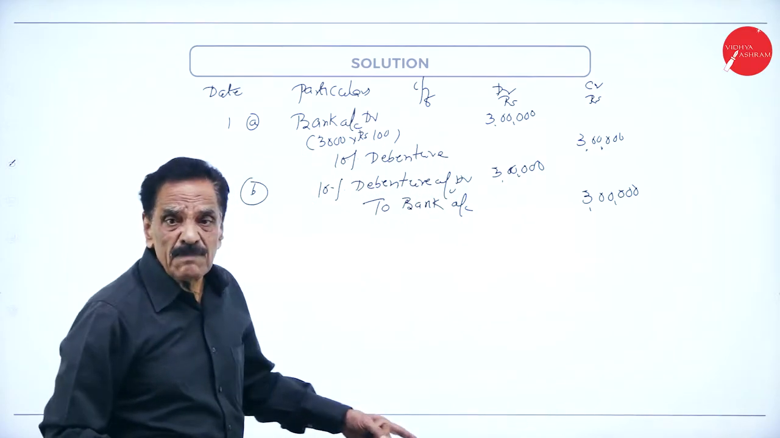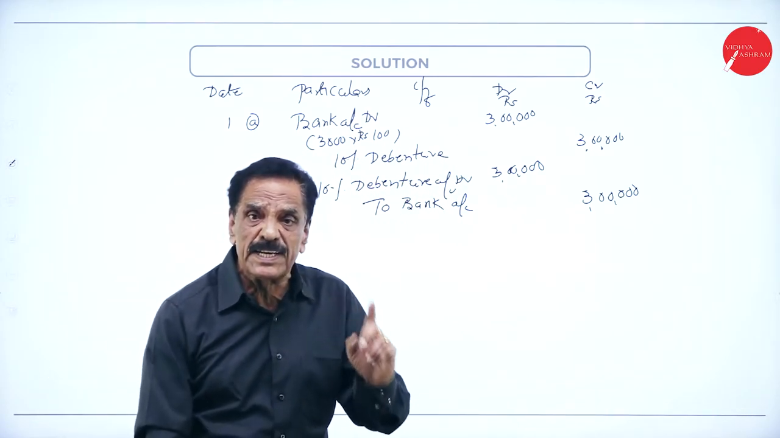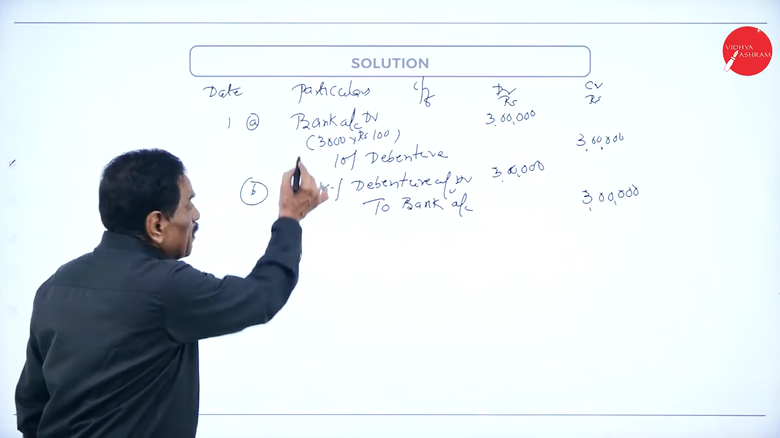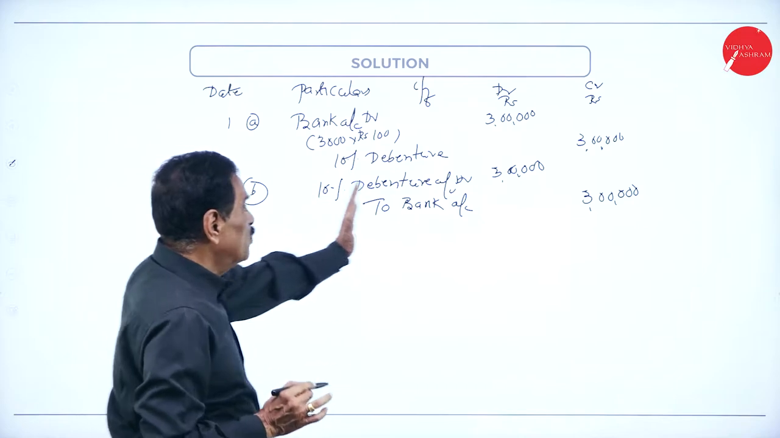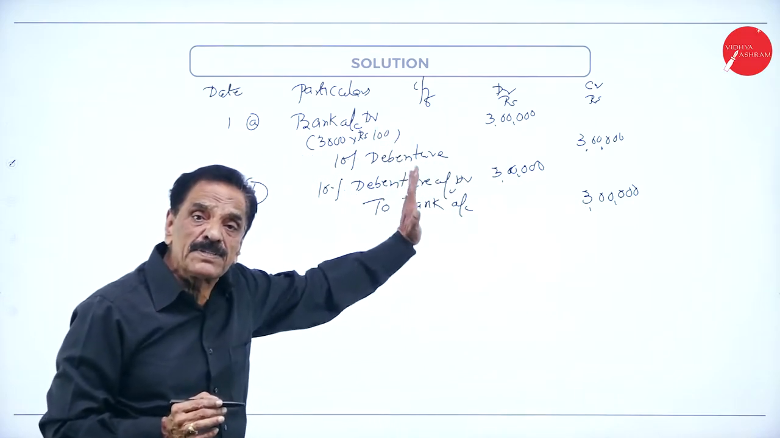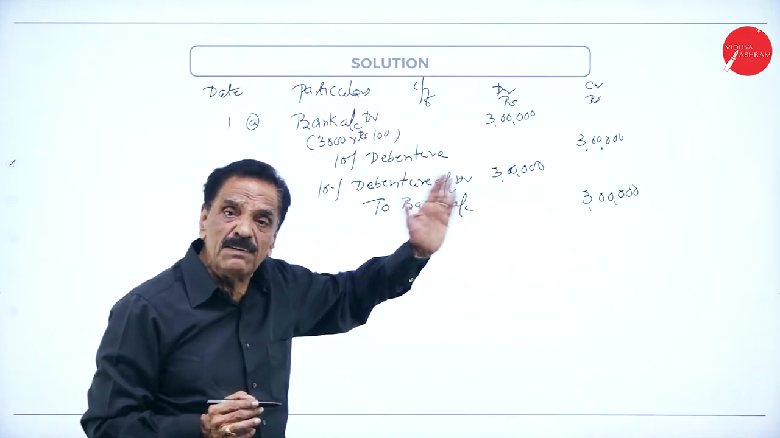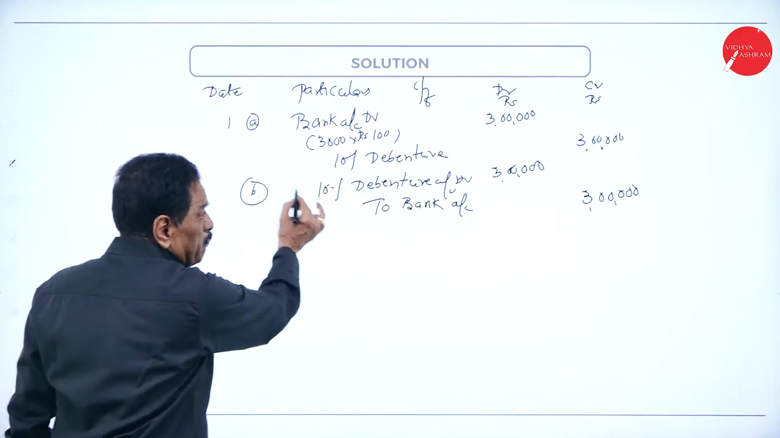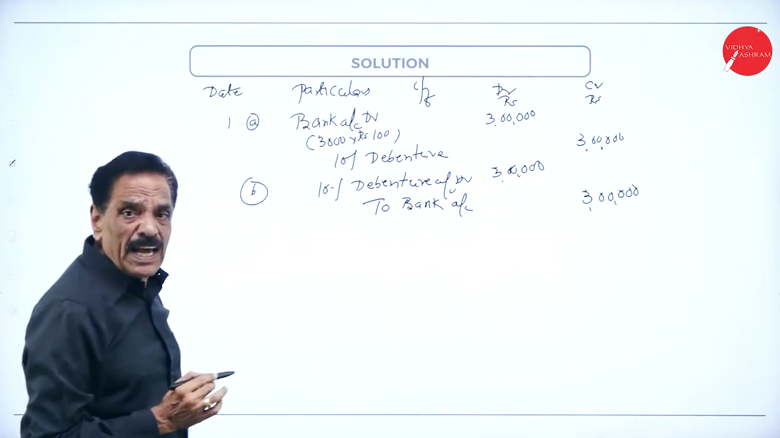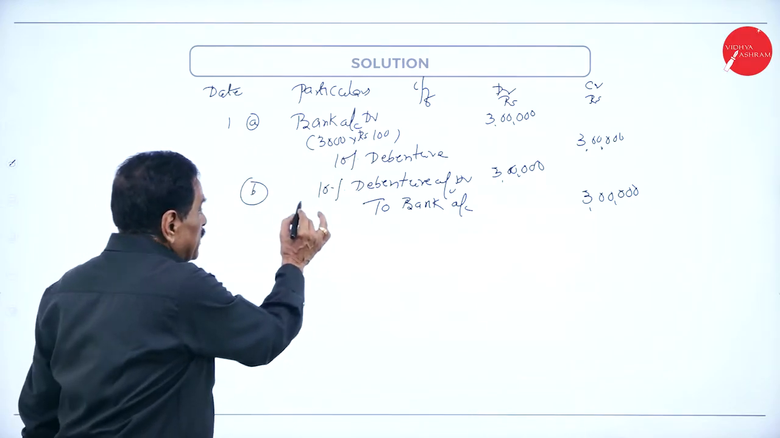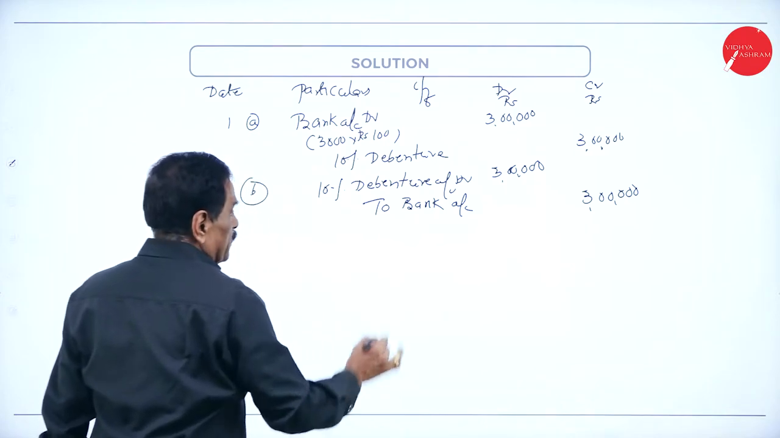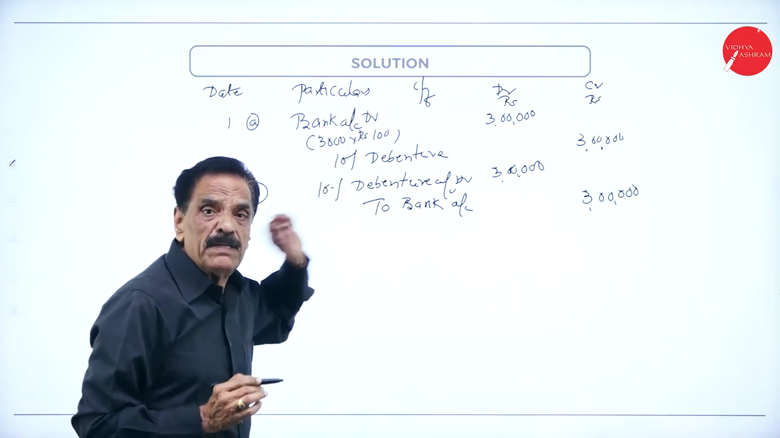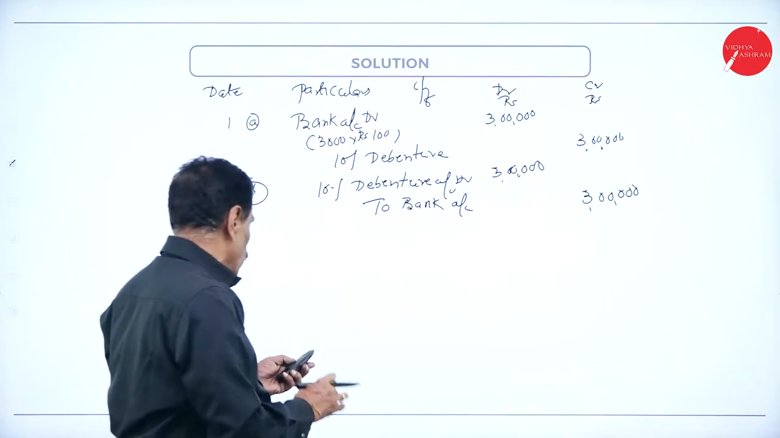Taken at par, redeemable at par. What's the entry? Bank account debit to 10% debenture. What is 10%? That's the rate of interest. What's the entry? Bank account debit 3 lakh to 10% debenture account 3 lakh. Paid back at par: 10% debenture account debit 3 lakh to bank account. This is the receiving entry. This is the payment entry. This is how the first entry goes.